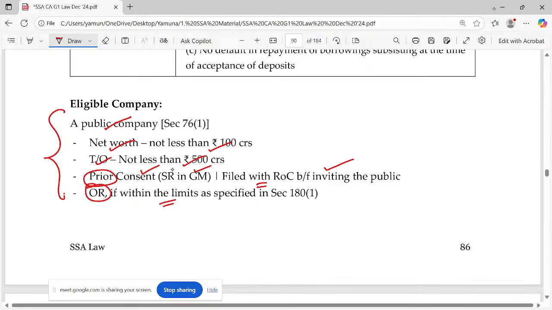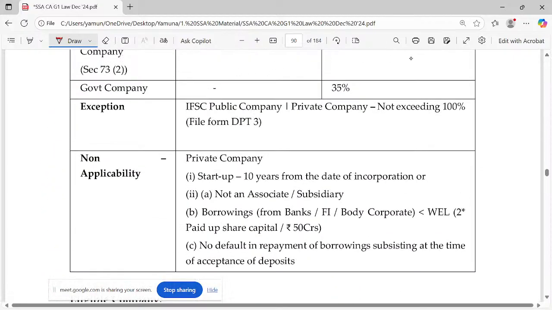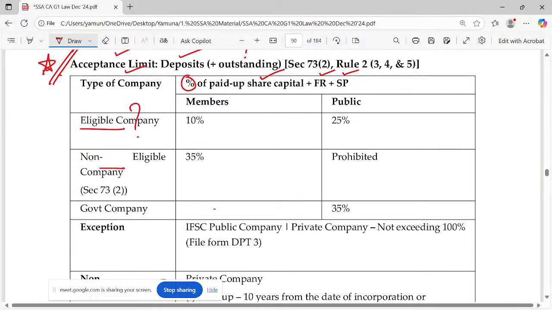So anyway, if you want to take money from outside, you have to get the permission from the shareholders. The meeting passes it. Okay. So this is what you call an eligible company. If you are an eligible company, then from the members, how much can you accept? 10%. Okay. From the public, how much can you accept? 25%. If you are not an eligible company, then from the members you can accept 35%. From the public, it's prohibited.